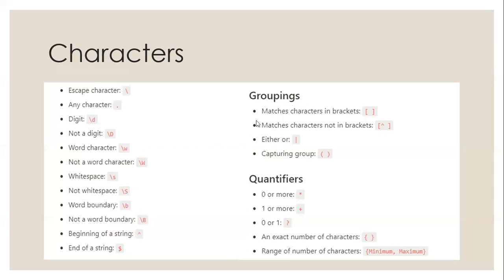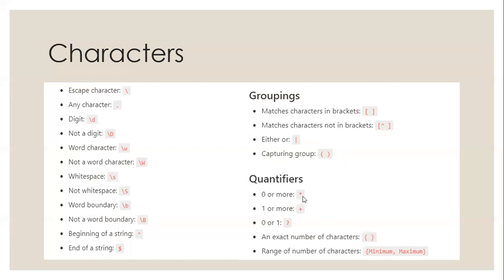We can group those patterns with these brackets. The square bracket is used to match characters in the brackets. The characters which are inside the brackets are matched. With this negation sign, it matches characters that are not in the bracket. Either or is with the help of this pipe symbol, and with the help of round brackets, we can capture the groups.